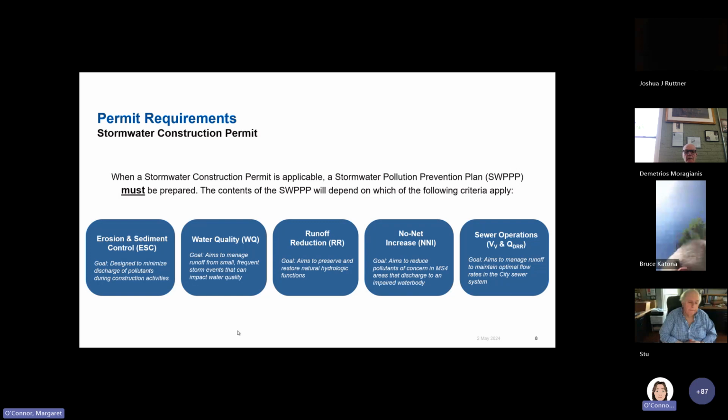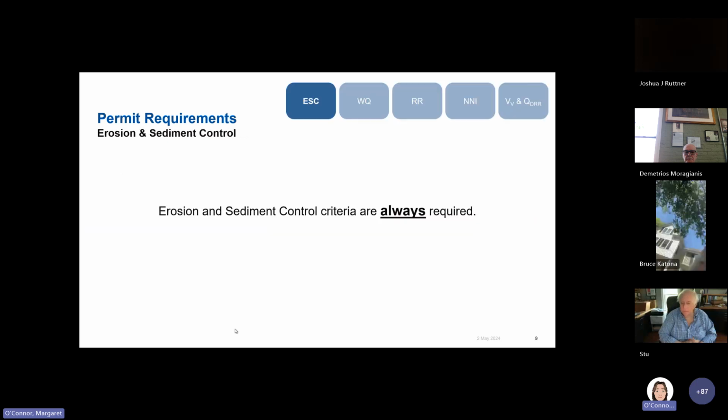Now, this is a water pollution control permit. The program is about water pollution and improving the water quality of the waters in and around the city. So these are the critical elements that we need to address. Erosion sediment control is always required in the SWIP.